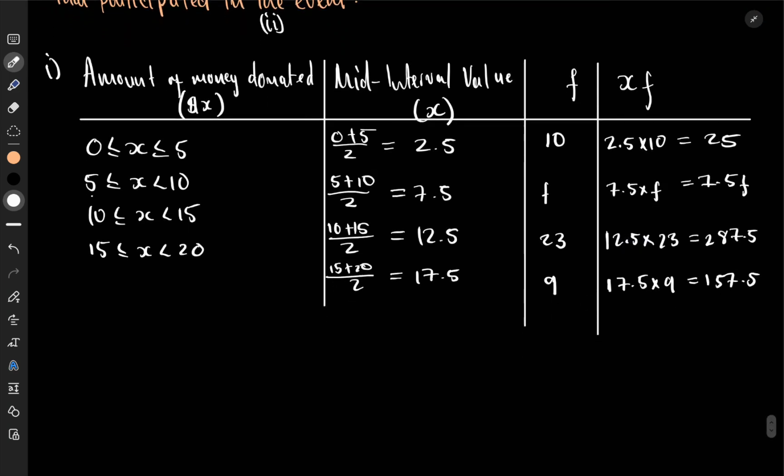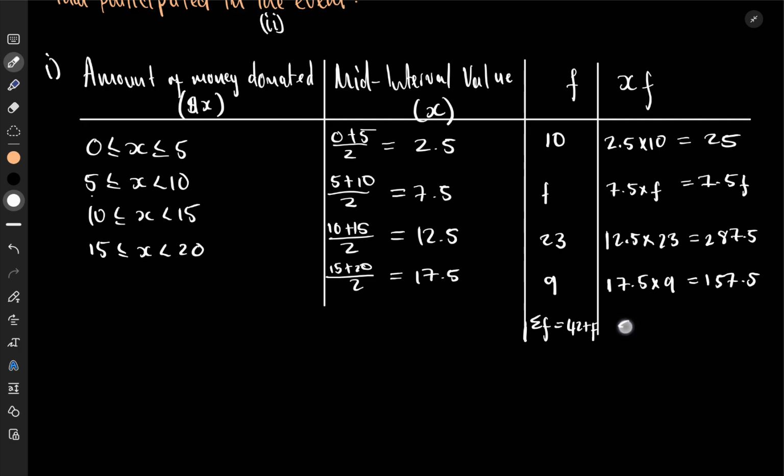Right. Now the very last row I'm going to put is the summation of F. This is going to be 10 plus 23. I'll ignore the F for now. 10 plus 23 is 33, plus 9 is 42. So it'll be 42 plus F. Okay, F is a letter, so it stands alone.